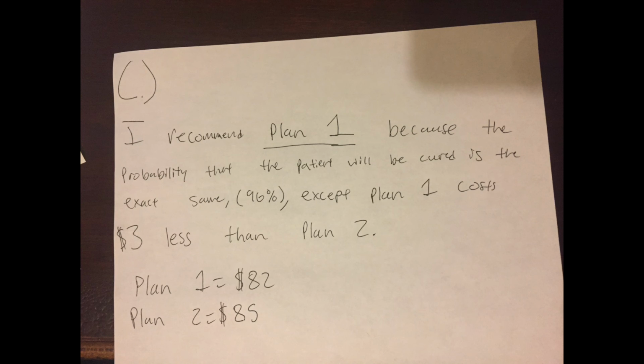Question C. Based on the results in Part A and B, which plan would you recommend? Explain your recommendation. Based on the results in Part A and Part B, I recommend Plan 1 because the probability that the patient will be cured is the exact same as Plan 2, 96%, which is a very high percentage. And also, Plan 1 costs $3 less than Plan 2. So you'd be getting the same amount of coverage as well as spending less money, which is great.